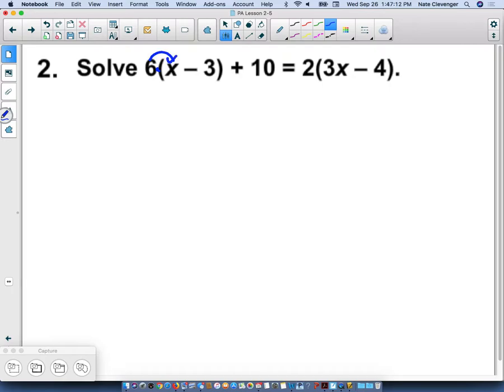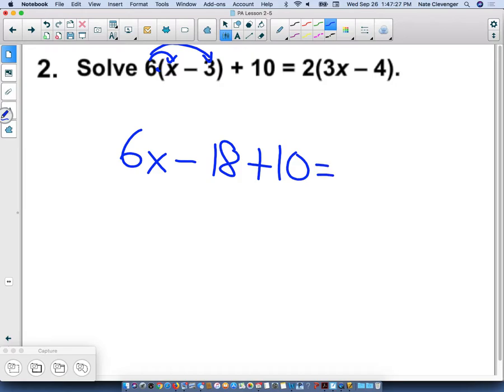So we're going to take 6 times x is 6x. And then bring our minus sign down. Then 6 times 3 is 18. Plus 10, I'm just bringing that on down now, equals. And then distribute the 2 through. 2 times 3x is 6x. Minus, take your 2 times your 4 is 8.